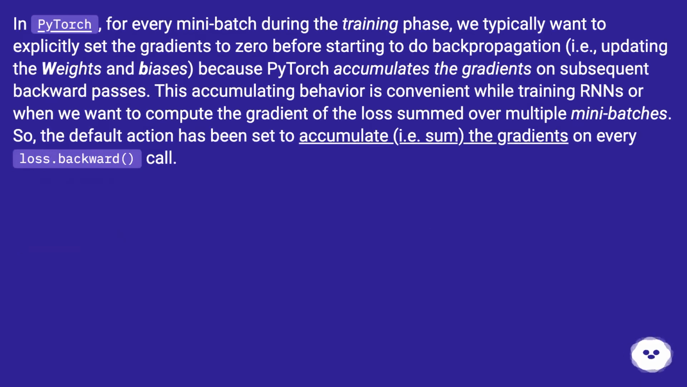In PyTorch, for every mini-batch during the training phase, we typically want to explicitly set the gradients to 0 before starting to do backpropagation, i.e., updating the weights and biases, because PyTorch accumulates the gradients on subsequent backward passes. This accumulating behavior is convenient while training RNNs or when we want to compute the gradient of the loss summed over multiple mini-batches. So, the default action has been set to accumulate, i.e. sum, the gradients on every loss.backward call.